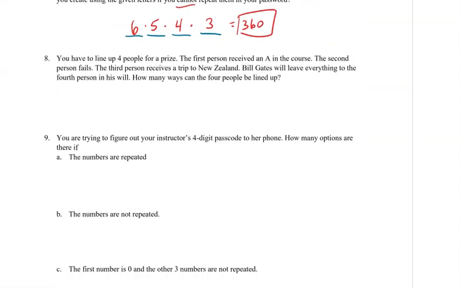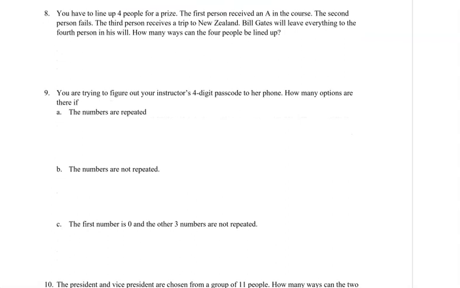All right, number 8. You have to line up 4 people for a prize. The first person received an A in the course. The second person fails. The third person receives a trip to New Zealand, and Bill Gates will leave everything to the 4th person in his will. How many ways can the 4 people be lined up?